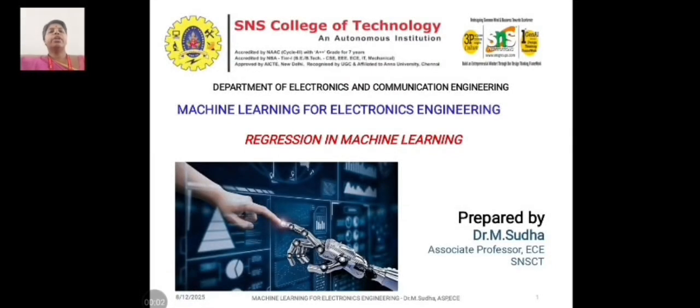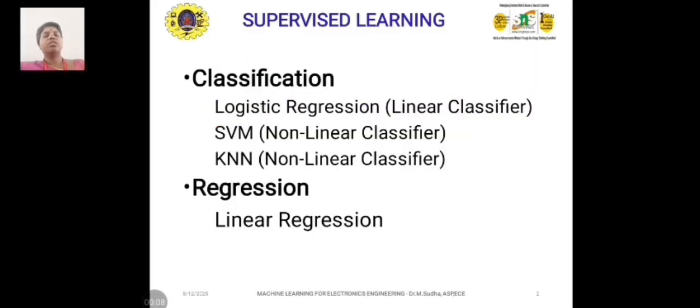Dear students, good morning. In this class, we are going to discuss regression in machine learning. Before, we had discussed what machine learning is and what the types of machine learning are: supervised, unsupervised, and reinforcement learning. Here we are going to see in detail about supervised learning, especially the regression problem.